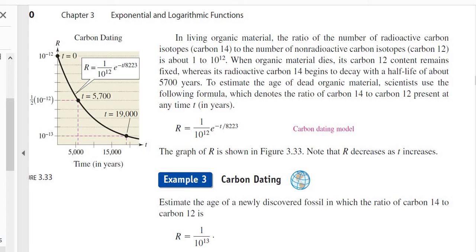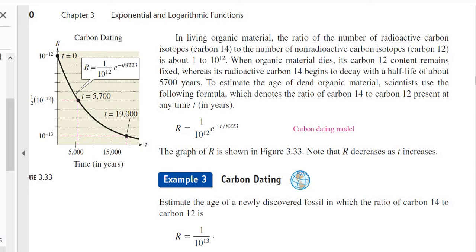After you or the living thing dies, your carbon-12 doesn't change, but your carbon-14 decays. And so it talks about that here. It decays with a half-life of about 5,700 years. And therefore, scientists can use this formula to estimate how old a fossil is. And R is a ratio of that carbon-14 to carbon-12.